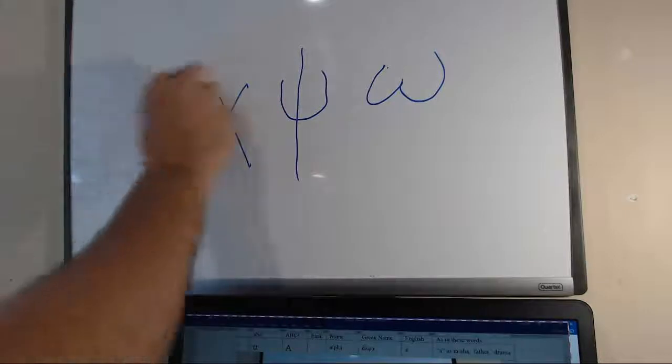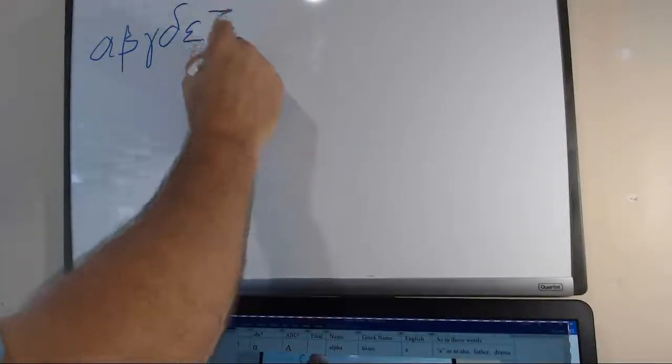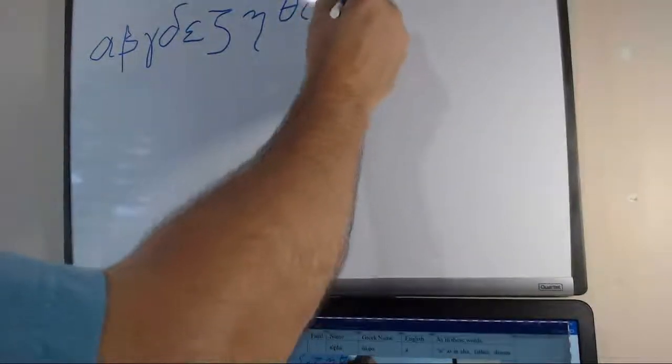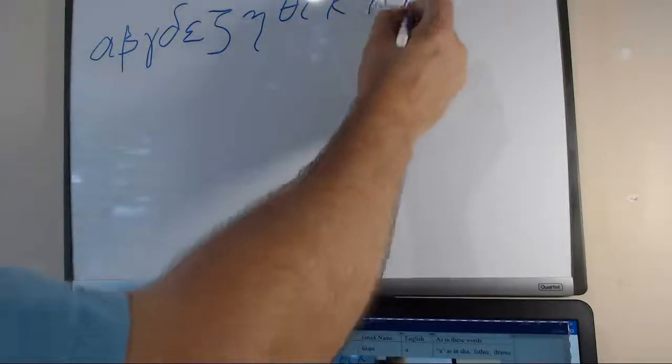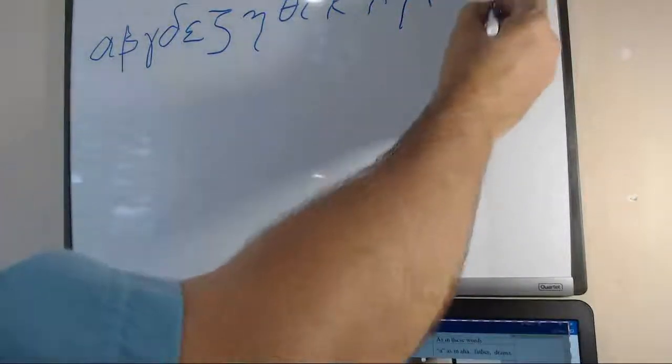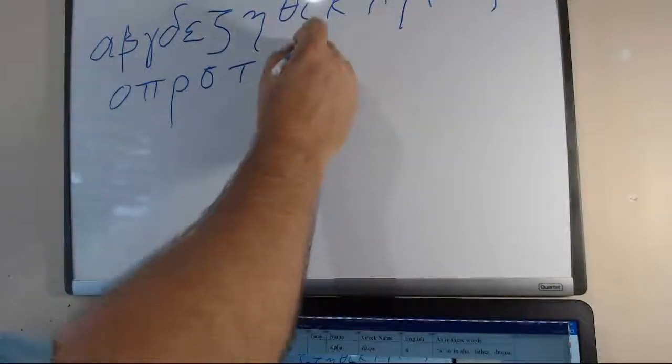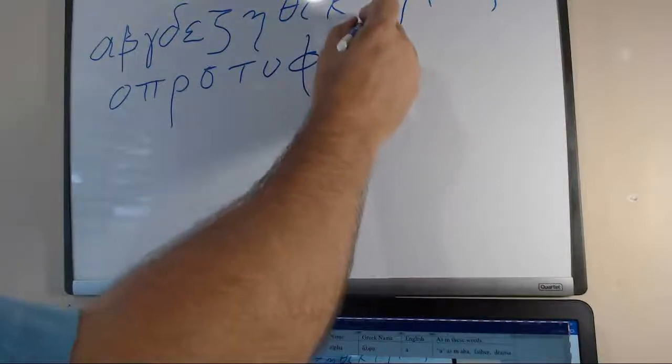So if we do the whole thing, and I want you to be able to write the whole thing, you would write it like this: alpha, beta, gamma, delta, epsilon, zeta, eta, theta, iota, kappa, lambda, mu, nu, Xi, Omicron, Pi, Rho, sigma, tau, upsilon, phi, chi, psi, omega.